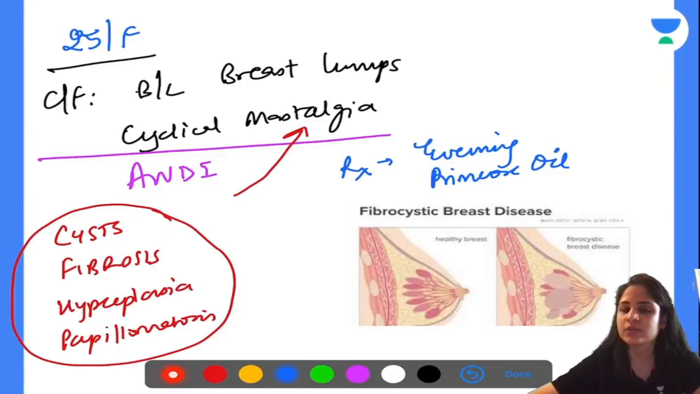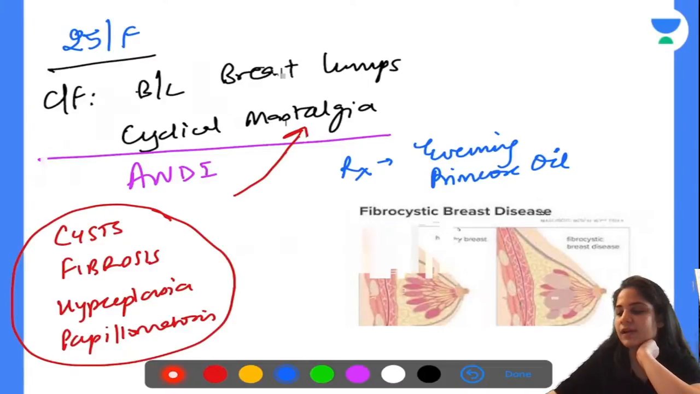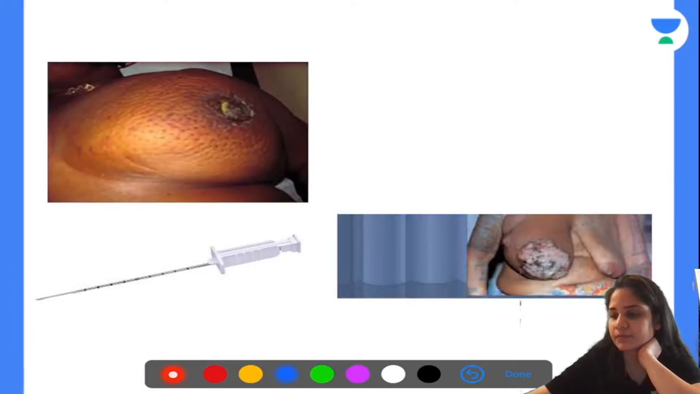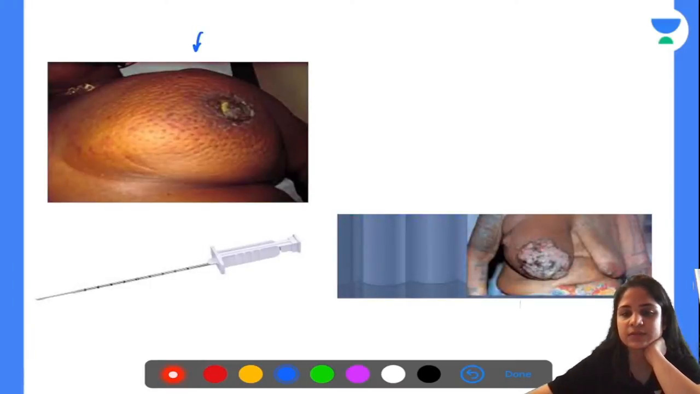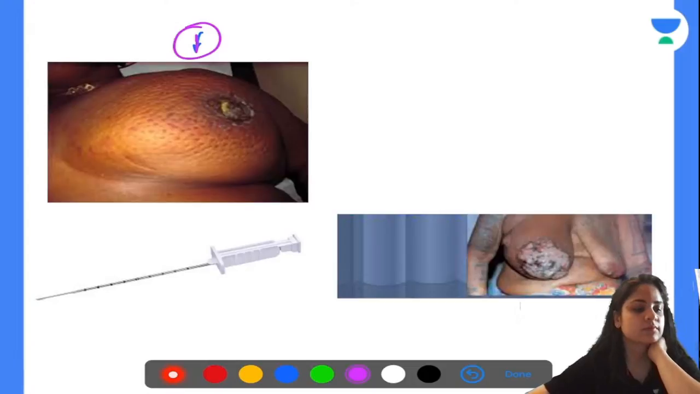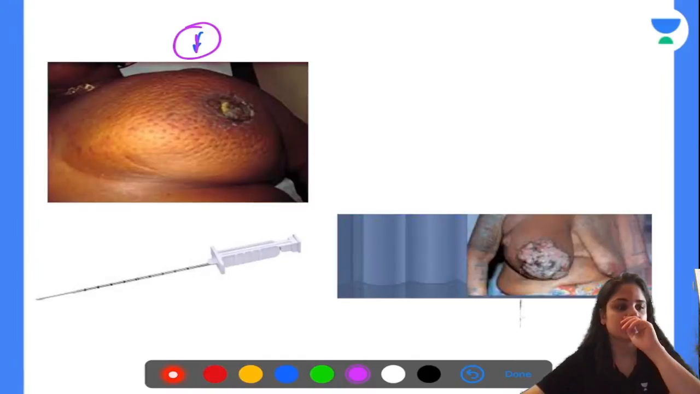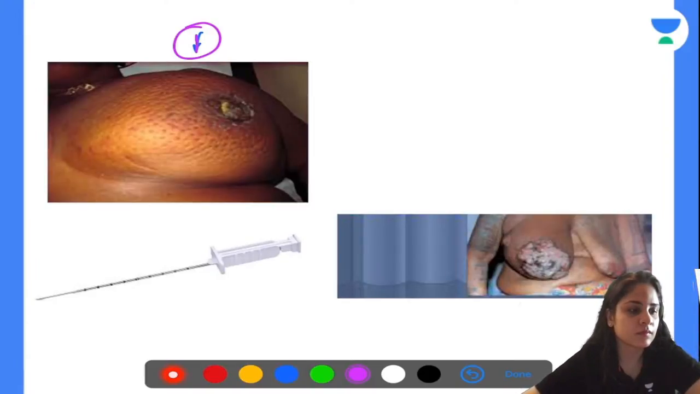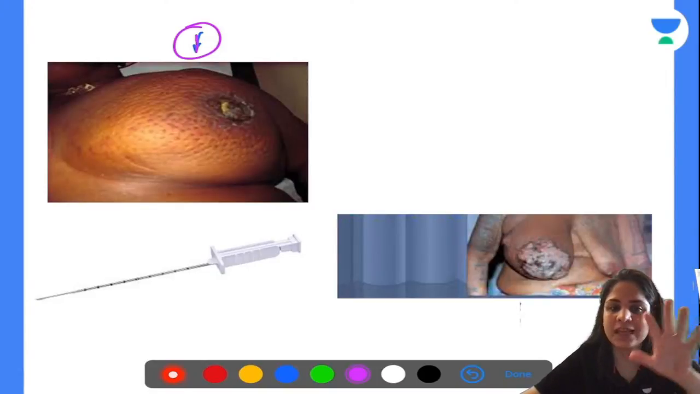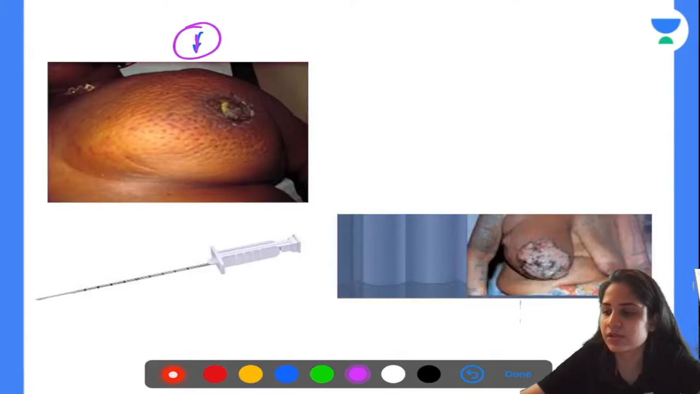Now moving on to the next picture. So this is a spot diagnosis. The first picture that I'm showing you over here, identify and tell me the pathology in this case. Picture number one, spot diagnosis. Very good. So the skin on top of the breast looks like the peel of an orange. So this is also called peau d'orange appearance. Right?